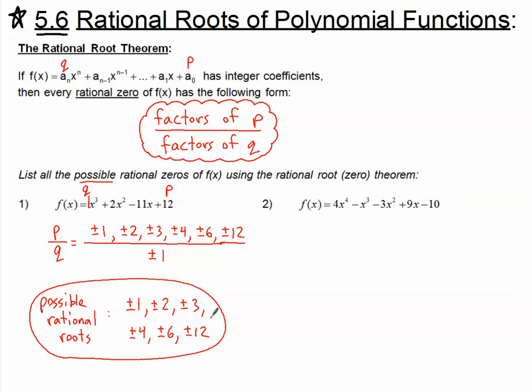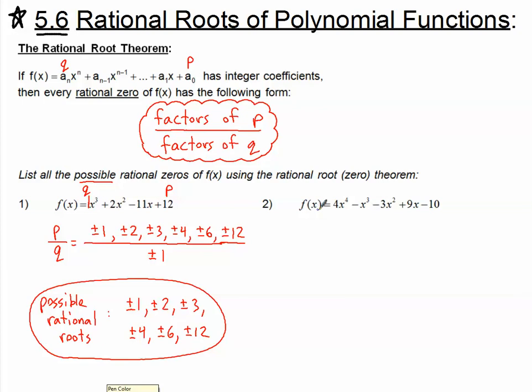These are just the possible ones, which is kind of interesting because, you know, before this rational root theorem, there, I guess, would be infinite possible answers. At least now we're narrowed down to 12. Instead of infinite numbers, we only have 12 to choose from. And that is pretty powerful. Let's look at our next one.